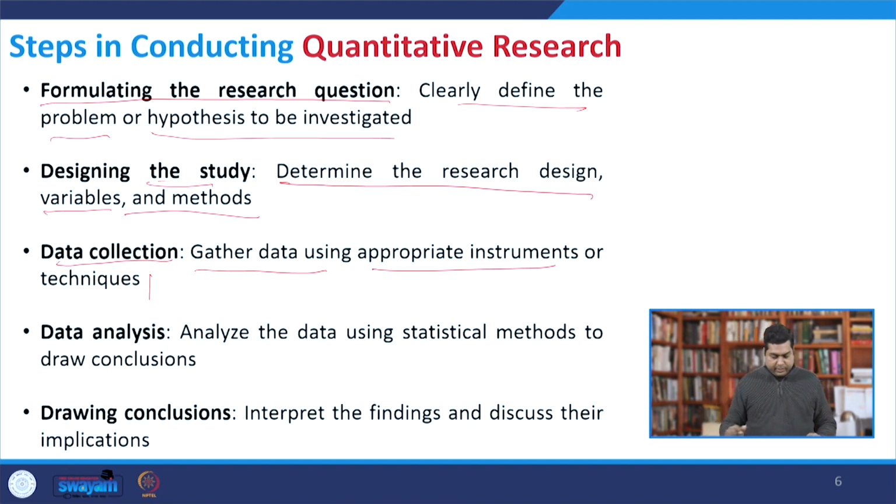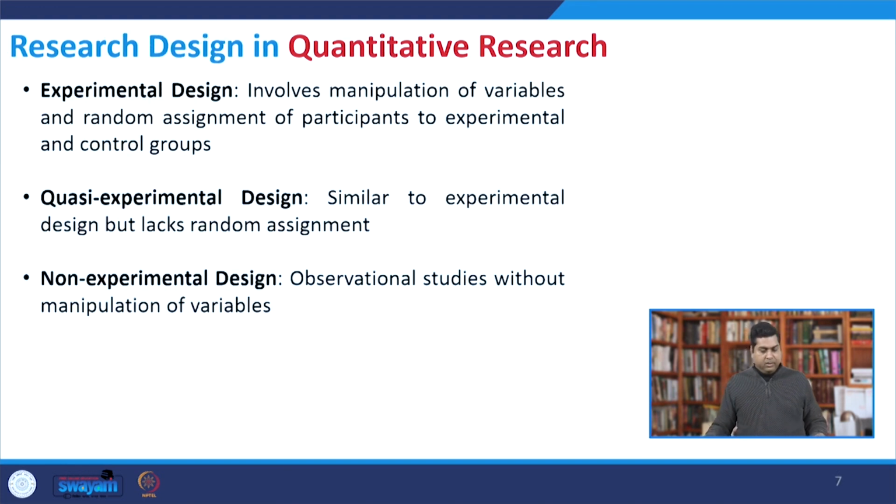Coming to the data analysis, in this case we need to analyze the data using statistical methods and then draw conclusions. Drawing conclusions is very important, and as it is based on some empirical data, the findings will also have some objectivity that we discussed in the previous slide. Now research design in quantitative research can be experimental design, where it involves some manipulation of variables and random assignment of participants to the experimental and control groups.